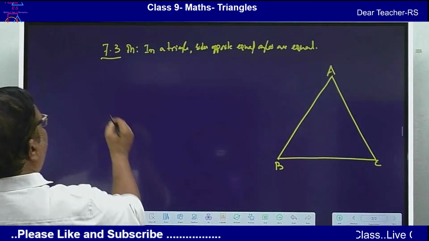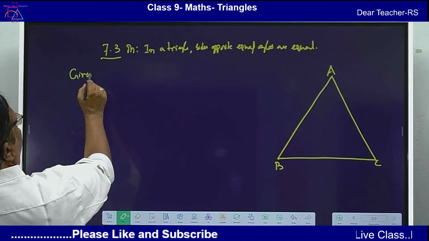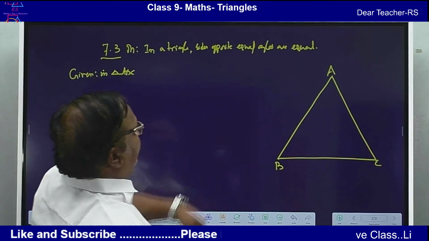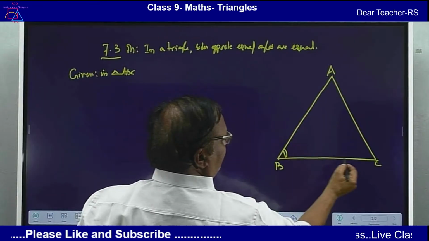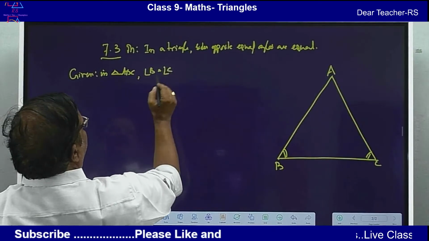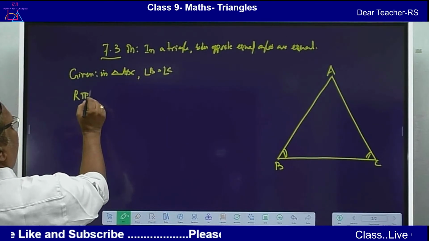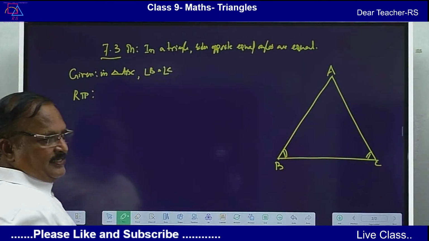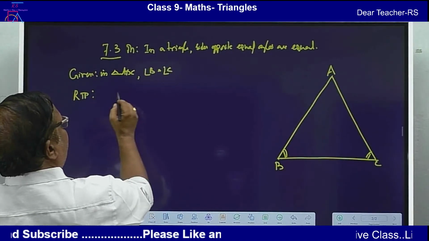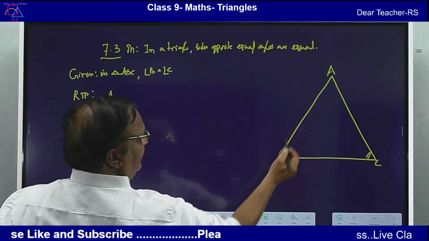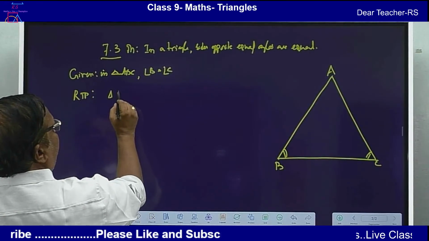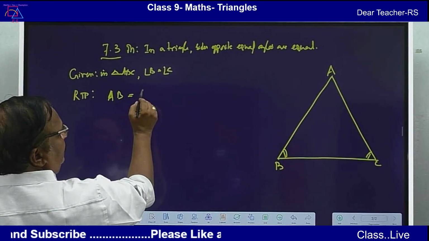So now, given in triangle ABC, equal angles, that means angle B is equal to angle C. What is to be proved? The sides opposite to these two angles are equal. So what are the sides opposite to these two? Opposite to B is AC, opposite to C is AB. So AB is equal to AC.